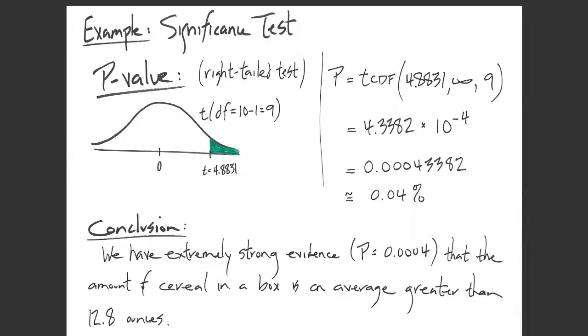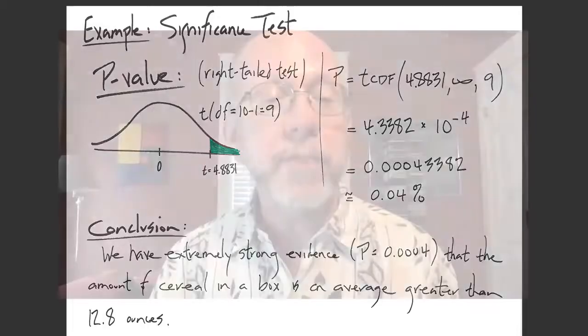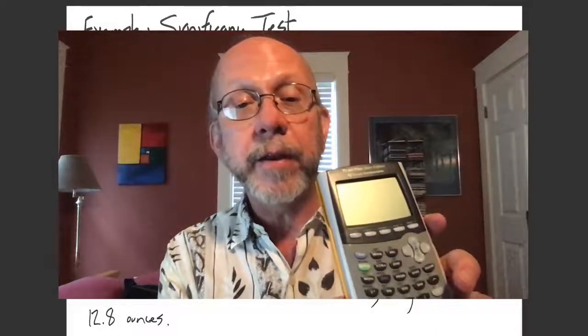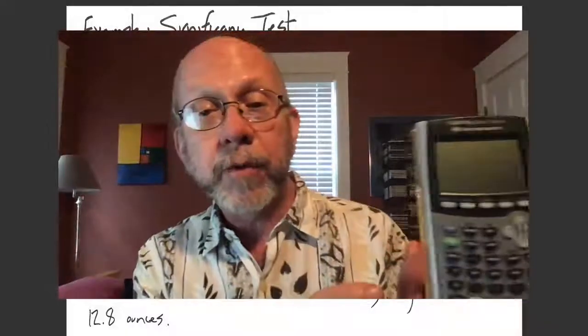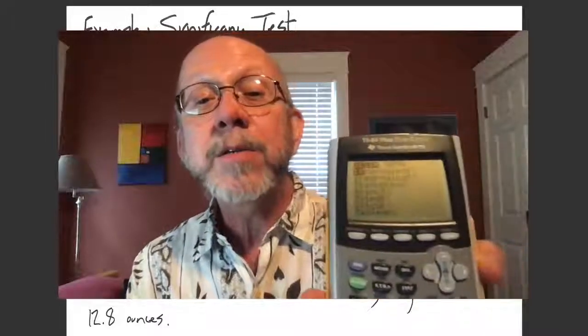Now, the tcdf command is available in that same window, the same menu as the normal CDF command. It's the distribution window. So you press, I'm not sure if I can do this, but second distribution, and you see, can you see possibly that?